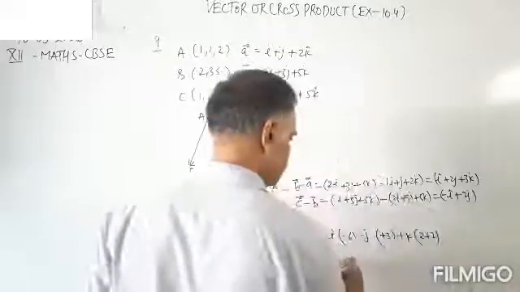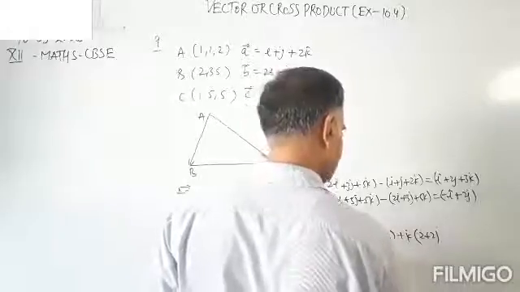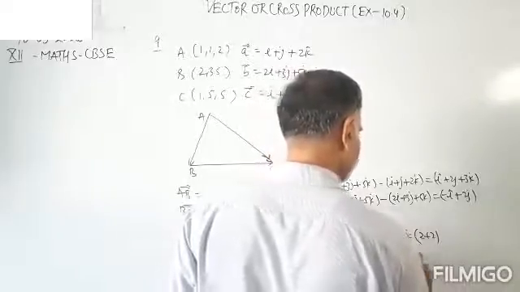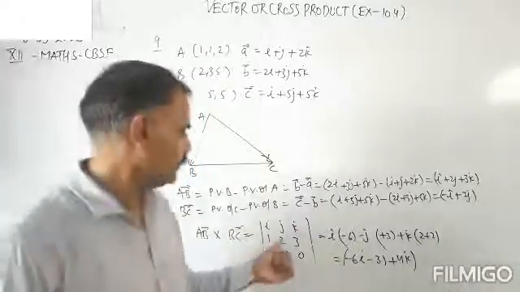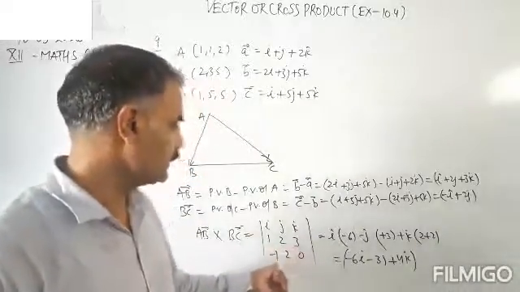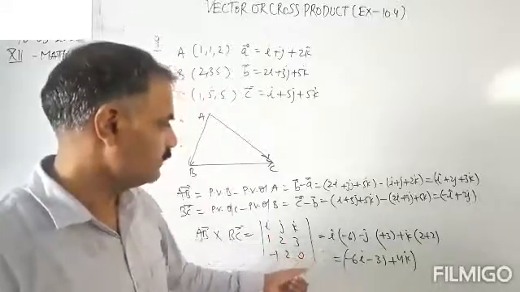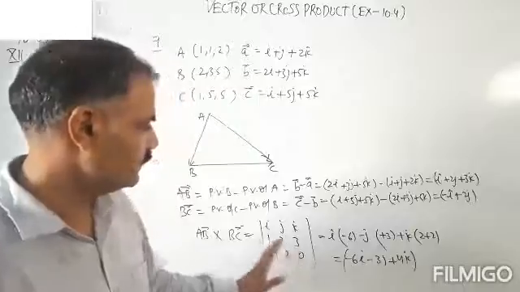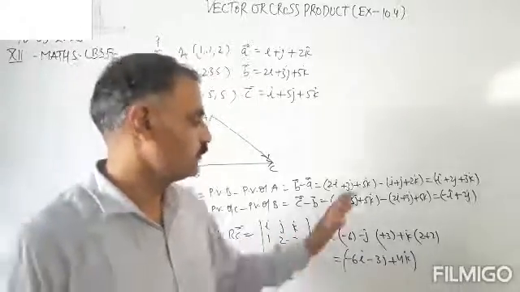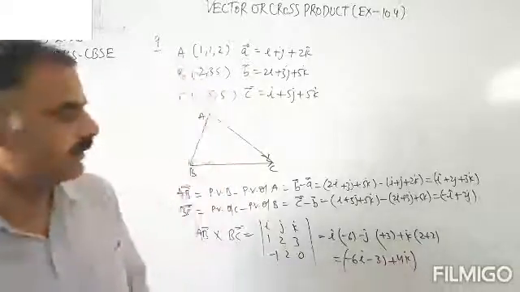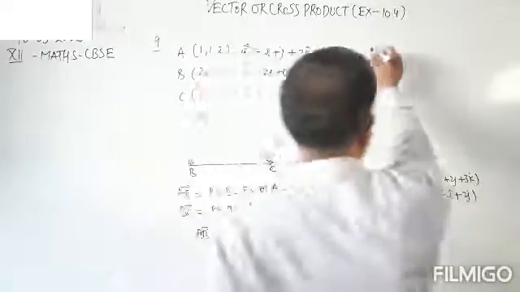Okay, so this is equal to minus 6i cap minus 3j cap plus 4k cap. This is AB vector cross BC vector. Now the magnitude of AB vector cross BC vector.